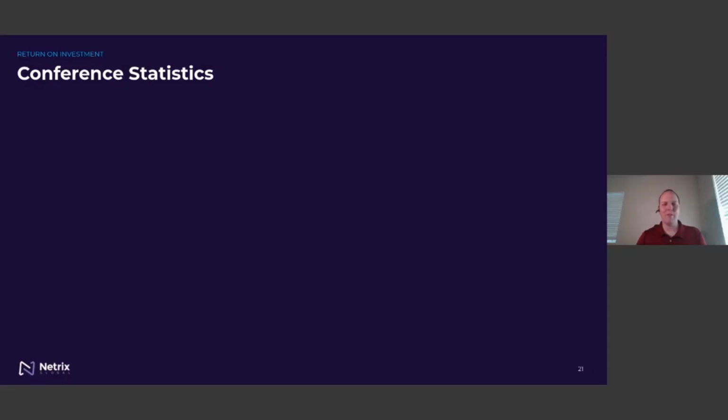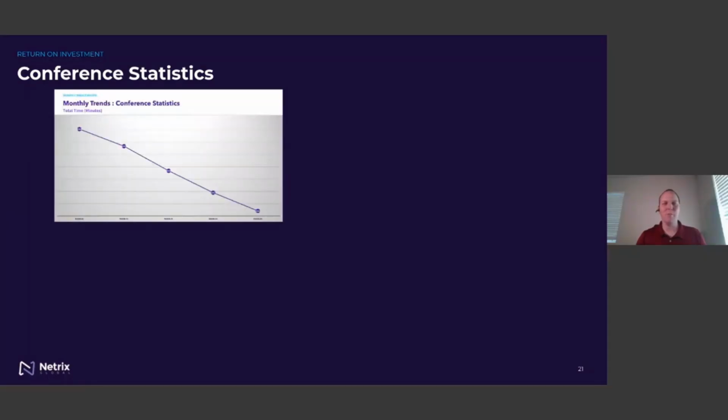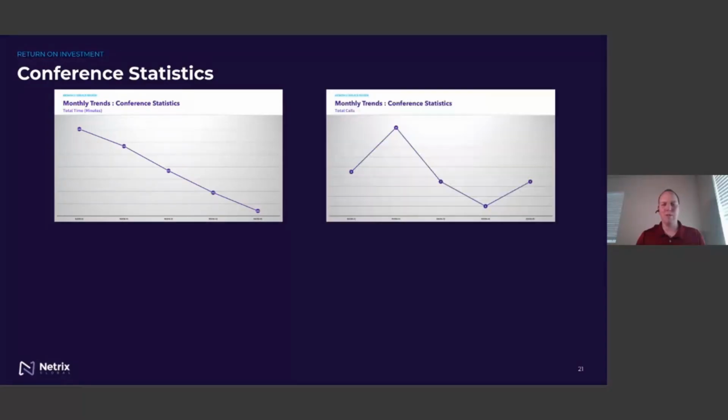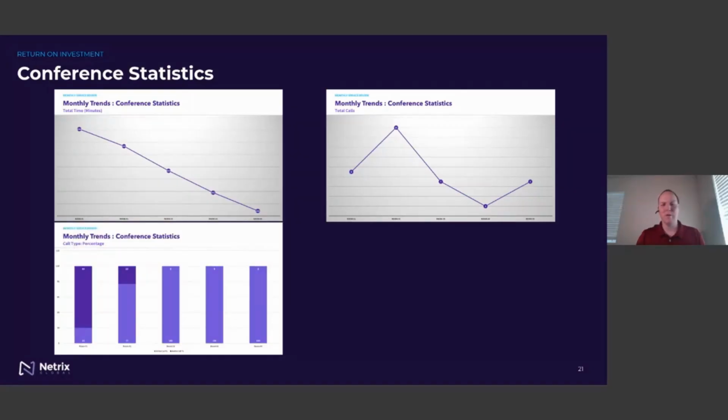We can get a lot of conference statistics, such as the total number of minutes a meeting room was in a call. We can look at the total number of calls placed in meeting rooms, or even received, just total calls connected. Can also take a look at the call type, whether it's an audio only call or a video call.